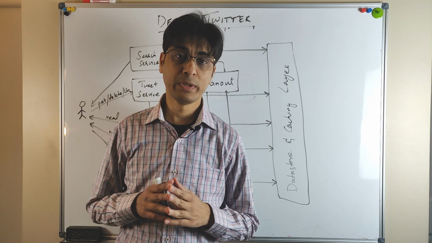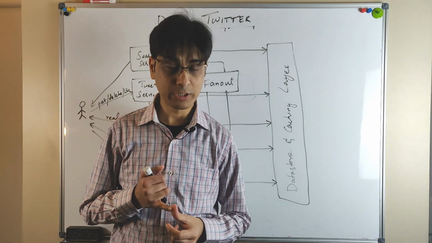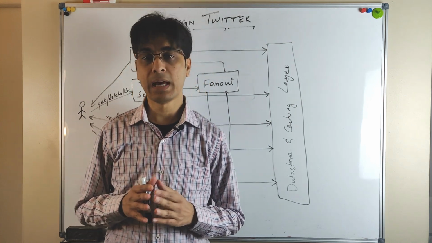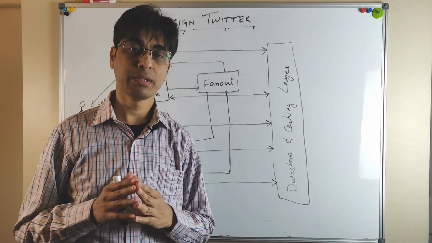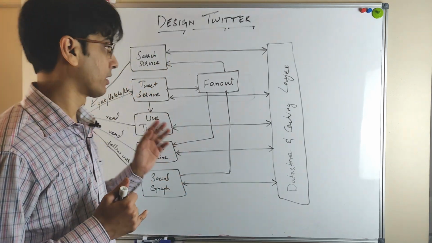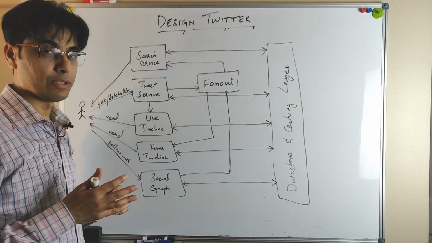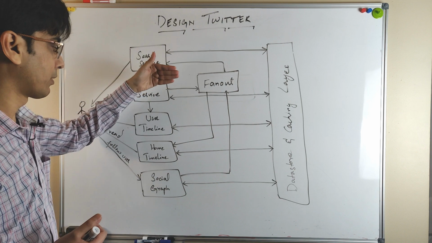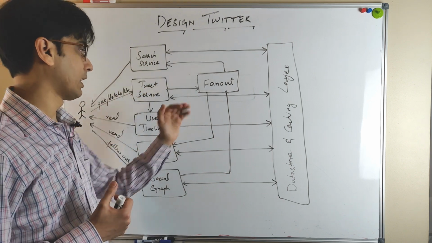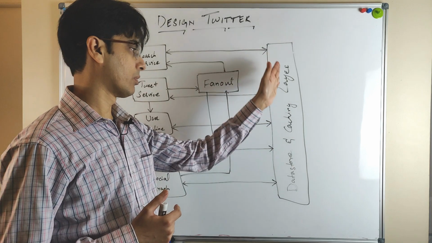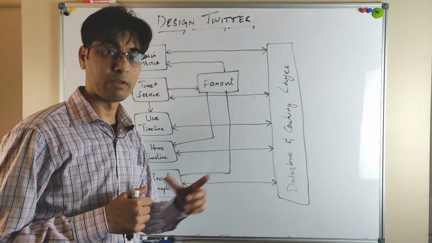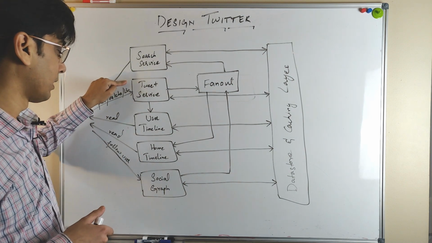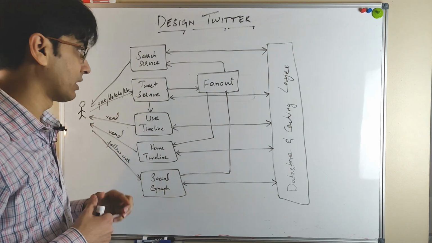In the last video, we discussed first of all what are the functional and non-functional requirements of Twitter service. Then we discussed the high-level API design, and then the high-level microservice architecture. We discussed that Twitter comprises several microservices like the search service, tweet service, user timeline, home timeline, social graph, Fanout, and of course a data store and caching layer as well. In the last video, we went deep into designing the tweet service, the user timeline service, and the social graph service.